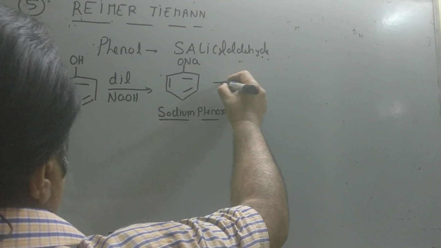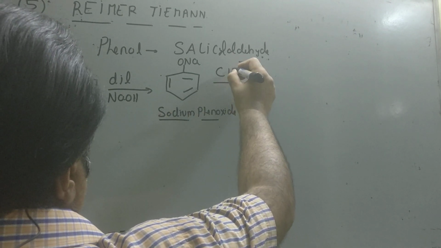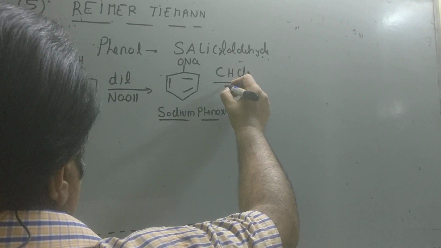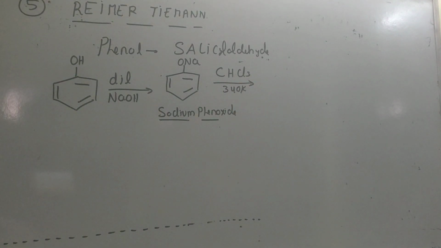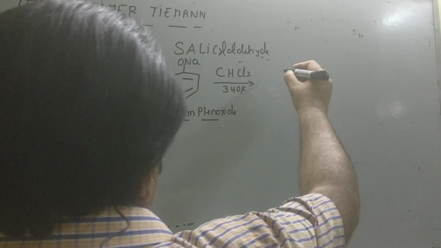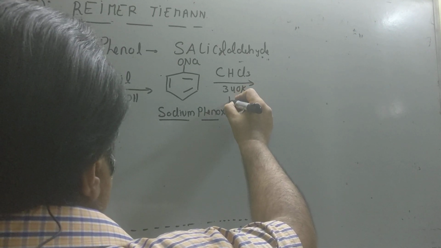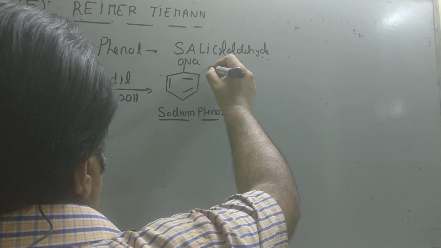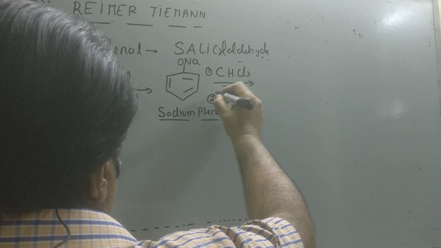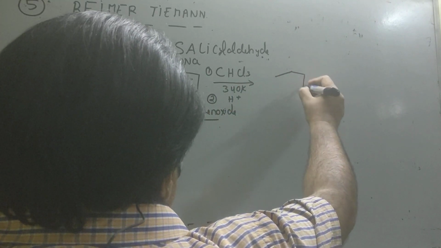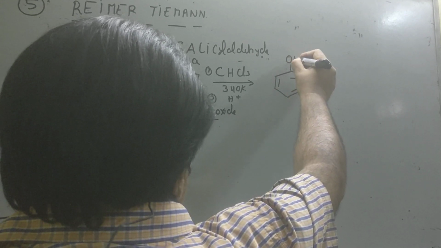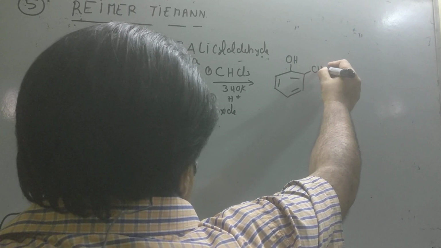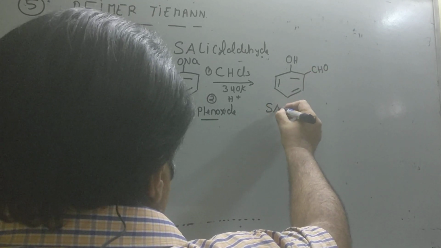In the next step, we are going to react sodium phenoxide with chloroform. Temperature would be around 340 Kelvin. So in the next step, the solution of sodium phenoxide is treated with chloroform at 340 Kelvin temperature, followed by acidification. You will get a compound called salicylaldehyde. This is what is called salicylaldehyde. You get an ortho product. This is commonly called salicylaldehyde.